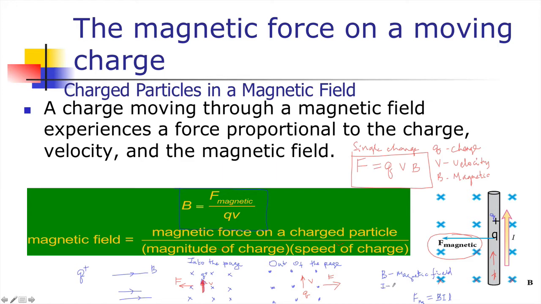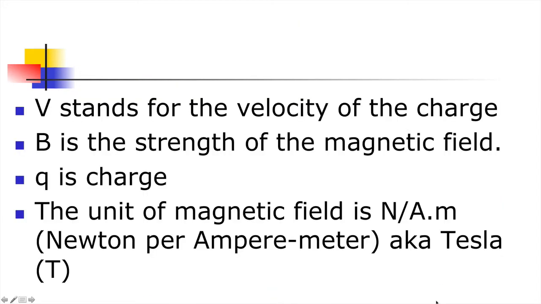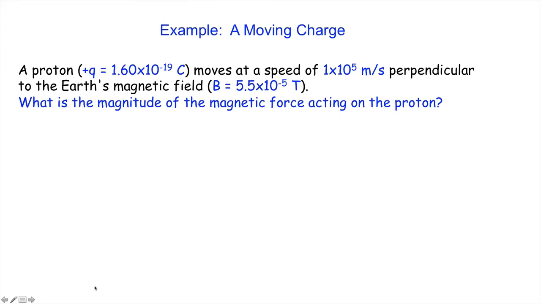And I is the usual representation, current, and L is the length of the wire. So V stands for velocity of the charge, B stands for the strength of the magnetic field, Q is charge, and the unit of the magnetic field will be calculated in Newton per ampere per meter, also known as Tesla. So the SI unit of magnetic field is Tesla, and it's represented by uppercase T.